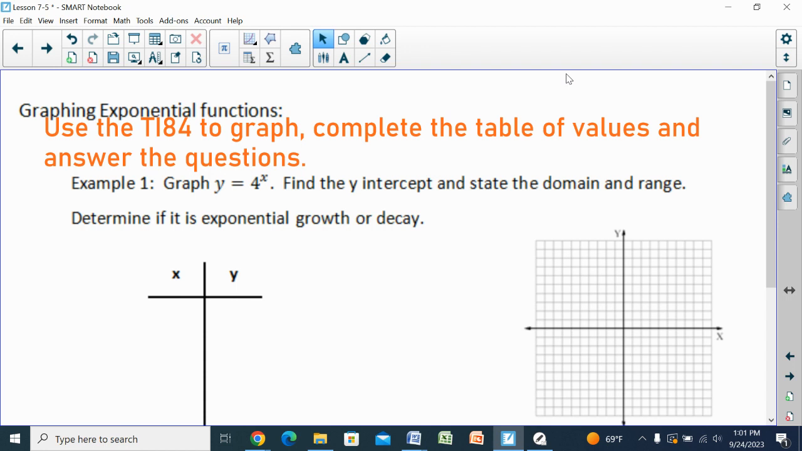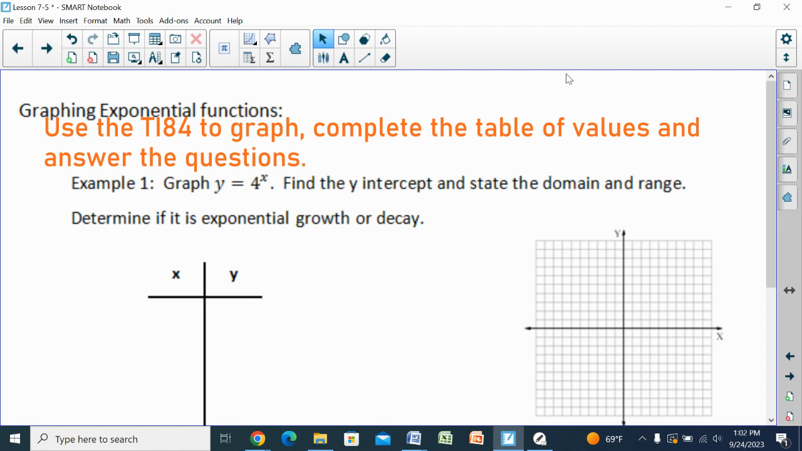And then we're going to answer the questions. Notice how this first example says graph y equals 4 to the x power. We're going to type that into the TI-84 on equation 1. We're going to complete the table of values and put those points on the graph so we can see what it looks like. Then we're going to find the y-intercept and state the domain and range.